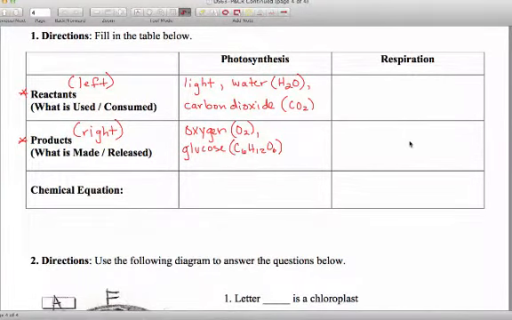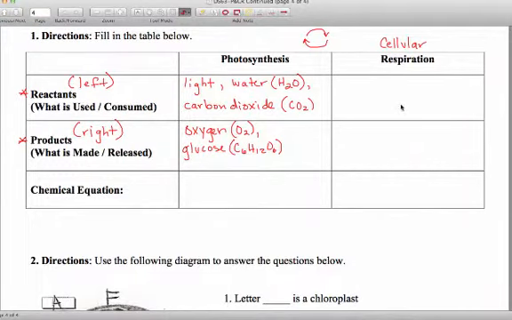Now that we've figured out what the reactants and the products are for photosynthesis, let's figure out what the reactants and products are for respiration. Respiration means the same thing as cellular respiration. The interesting thing about these two processes is that the reactants for photosynthesis become the products for respiration, and the products for respiration become the reactants for photosynthesis. So we can say that they have a cyclical relationship, and that simply means that they're connected in a path that looks something like this.